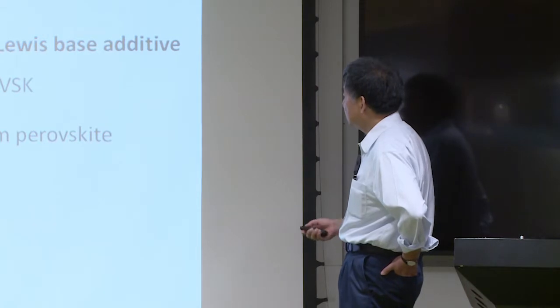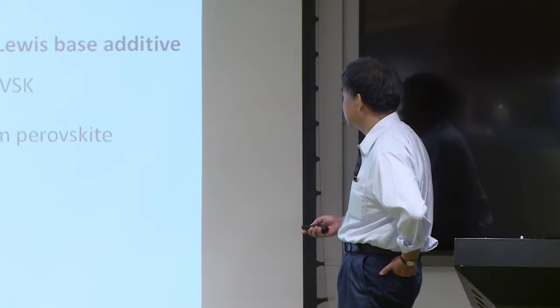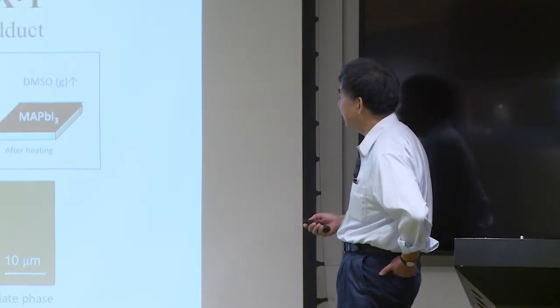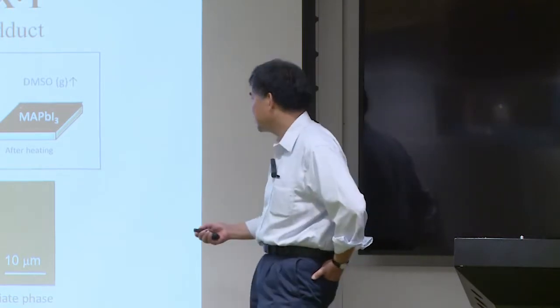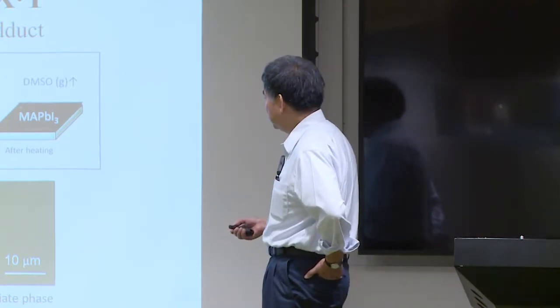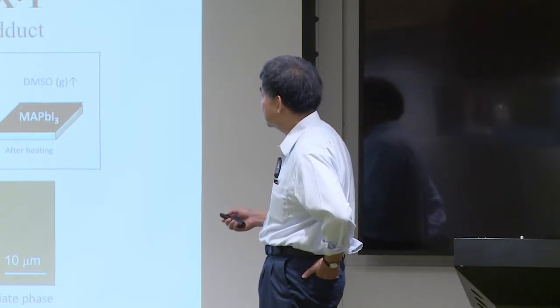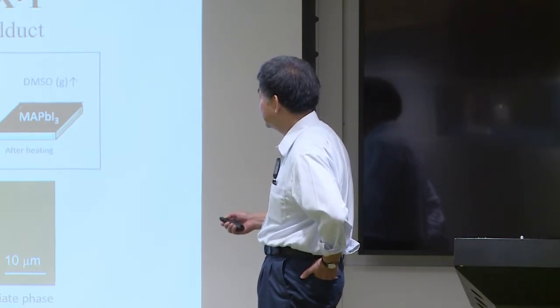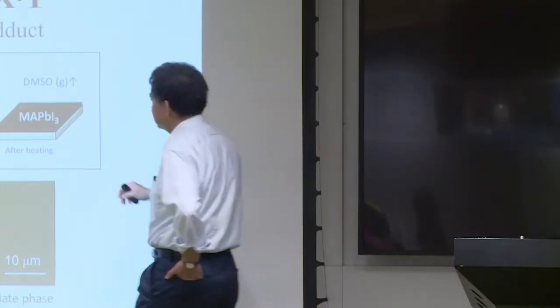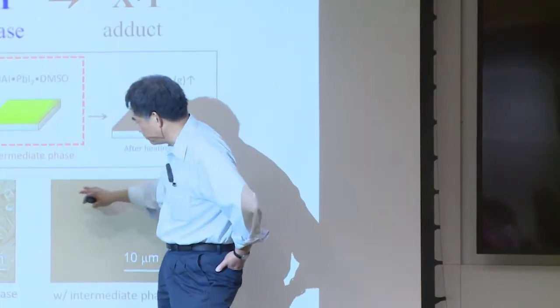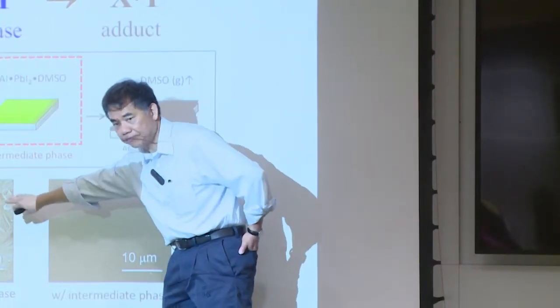Dr. Lee is our postdoc. He proposed and demonstrated the Lewis base additive. What happened is that he tried to create the so-called intermediate phase. The intermediate phase turned out to be important when growing the crystals. So for the polycrystal, the acid plus base, this is the Lewis base that you use. Typically, people put a little bit of DMSO into it. The intermediate phase grows much better film quality compared to this one.